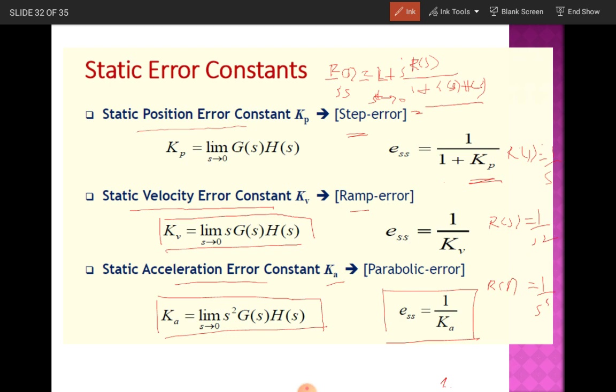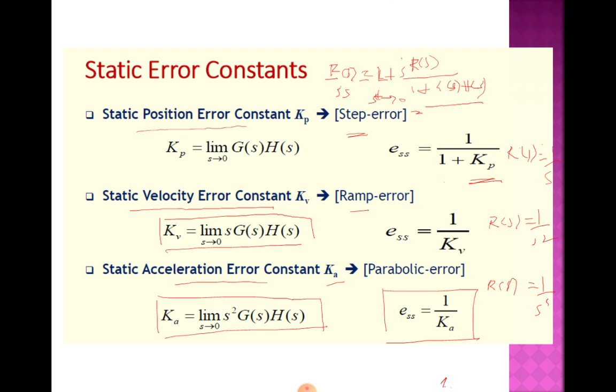So we can find the steady state error by two methods. One method is directly substituting in the error expression, once you substitute the value of R of s, that is, what type of input, and then G of s H of s. The second method is to find the static error constants and substitute them in the formula for the steady state error. Now we solve the problem using these two methods.